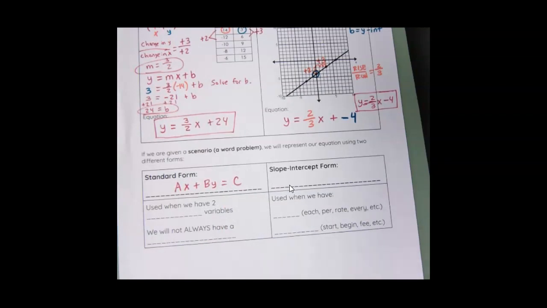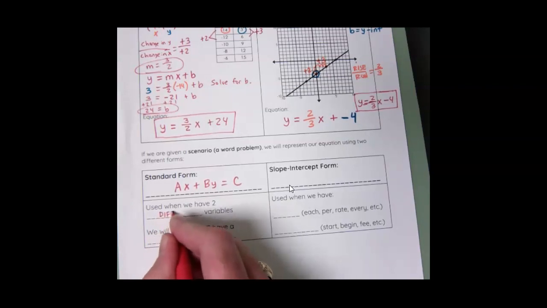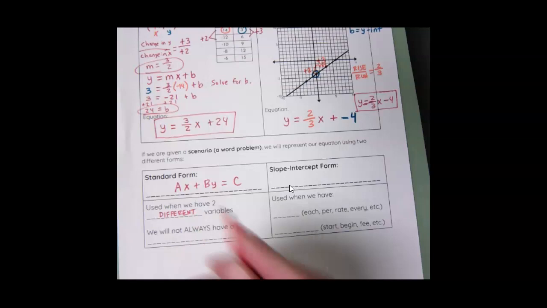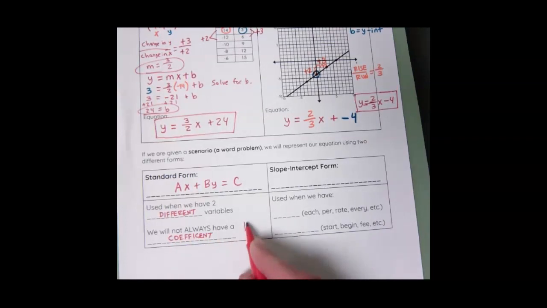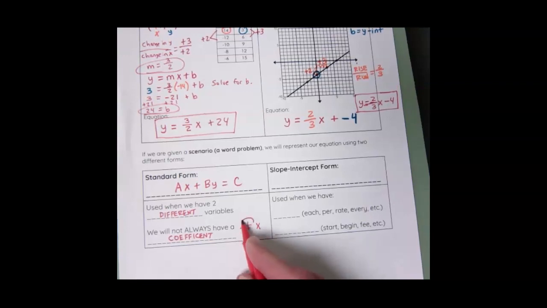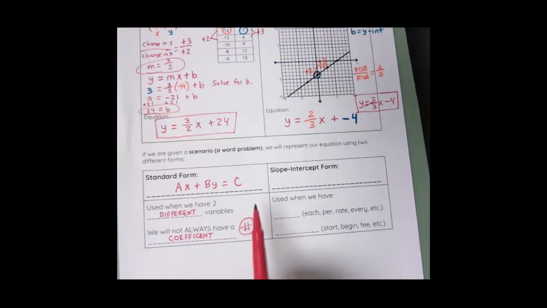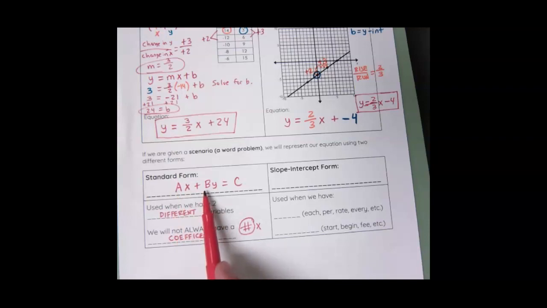When we have 2 different variables. So we use this equation specifically when we have 2 different variables. And that will make sense once we start looking at more examples. When we have 2 different variables, we will not always have a coefficient. A coefficient, remember, is the number before your variable. This is the coefficient. So sometimes it will just be x plus y equals c. We won't have an a, we won't have a b. That will also make sense once we start getting into it.